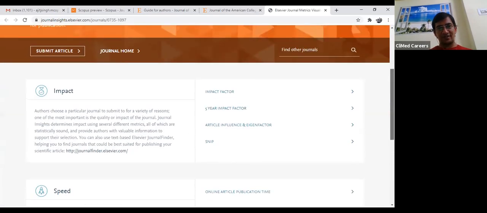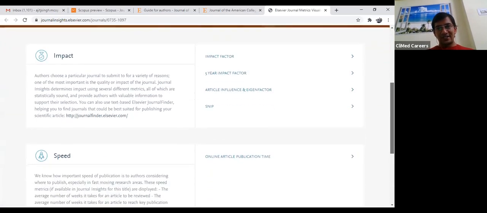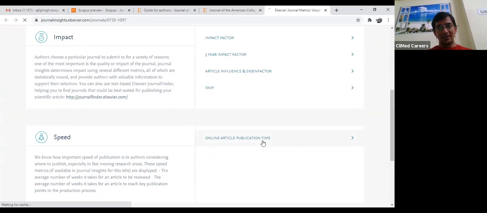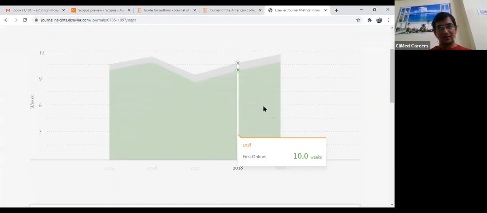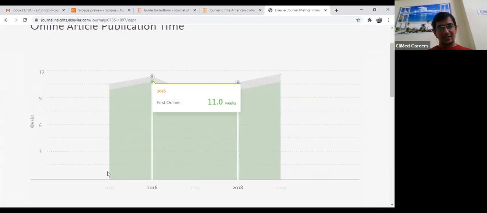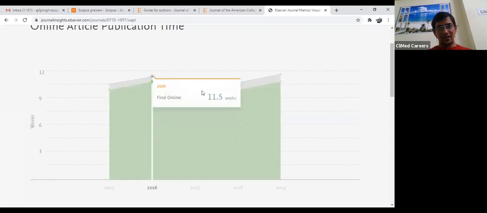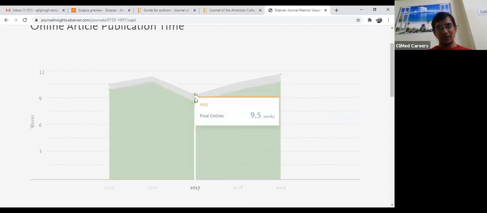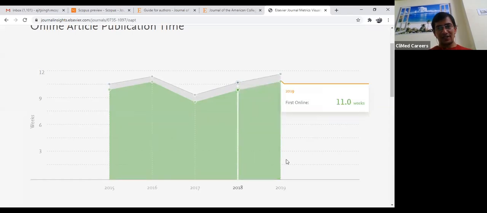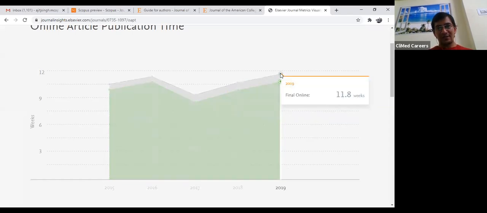So now you can see here article influence. Now see online publication time, the speed of the journal. Previously, in 2015 the journal was taking around 10 weeks for first online. 2016 it was taking around 11 weeks. 2017 it was taking around 9.5 weeks. 2018 it was taking 10 weeks. 2019 the journal's first acceptance is like 11.8 weeks, means 12 weeks, means 3 months. So the journal gives you the first decision on your manuscript in almost 3 months.